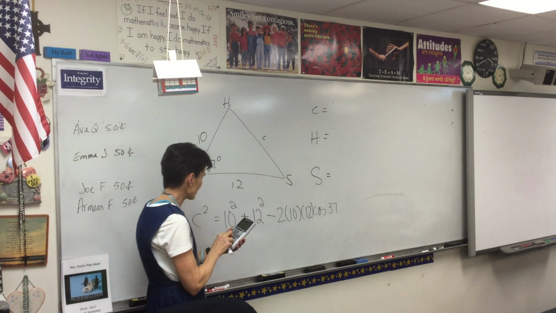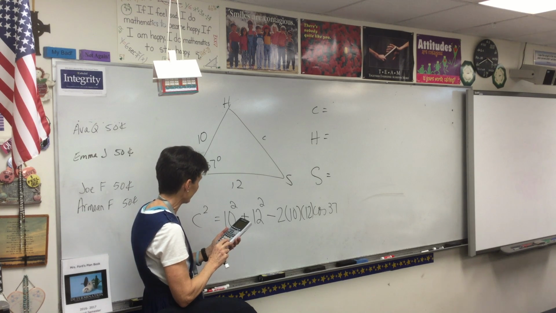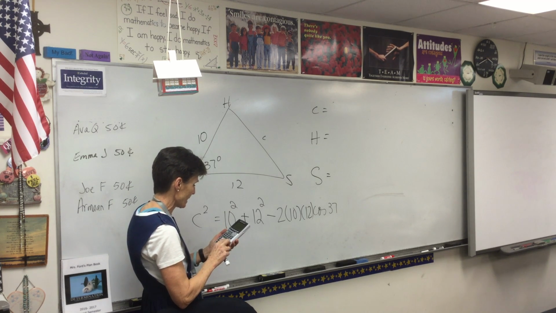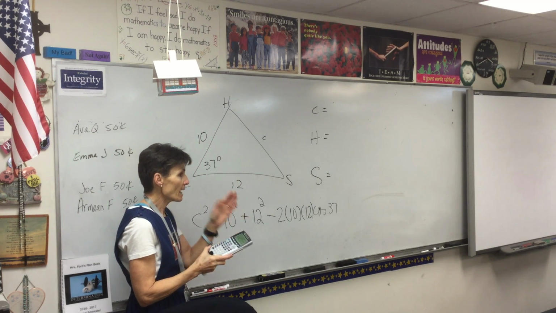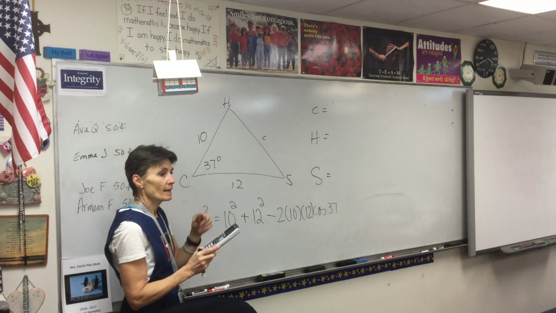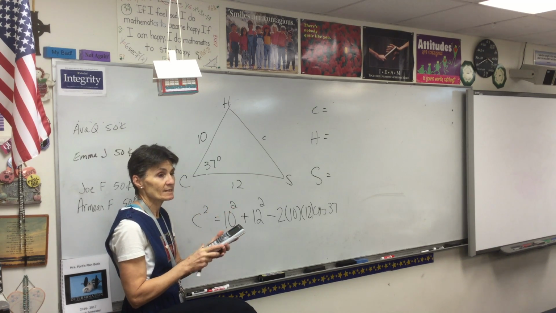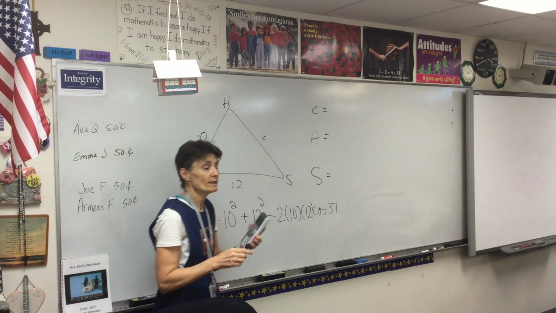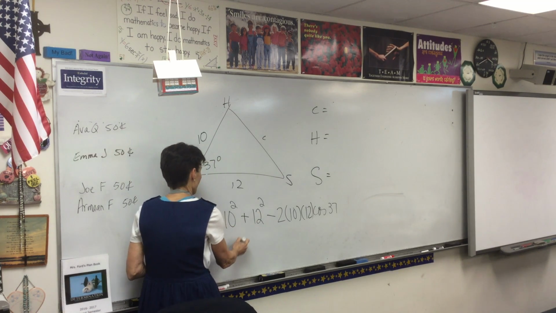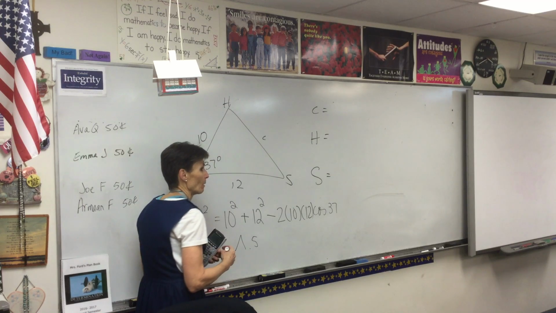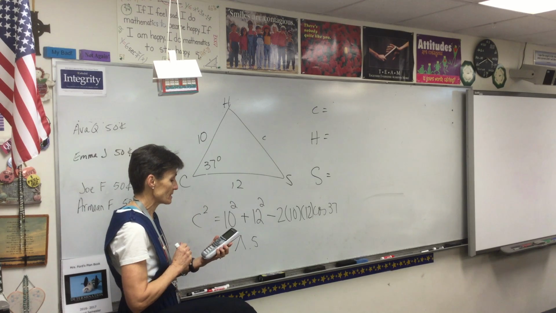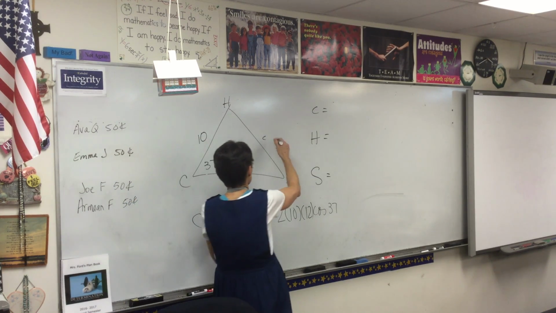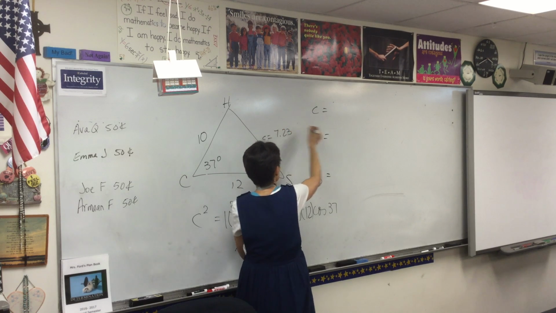All right, so 10 squared plus 12 squared minus 2 times 10 times 12 times cosine 37. Now, I typed all that in, and I got a number that's not the answer because now I have to square root it. And remember, an easy way to square root is raised to the 0.5 power. That's square rooting, raising to the 1/2 power. So that's what I do. I just raise it to the 0.5 power. And C turns out to be 7.23.